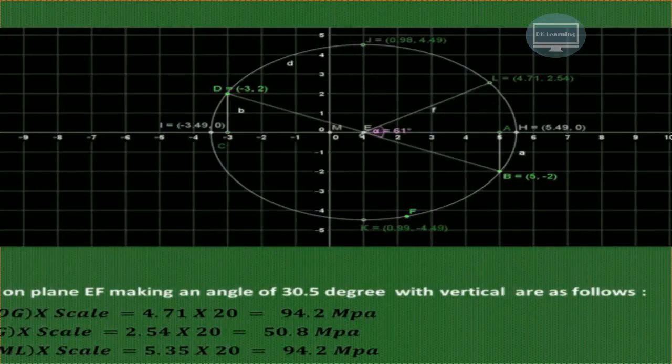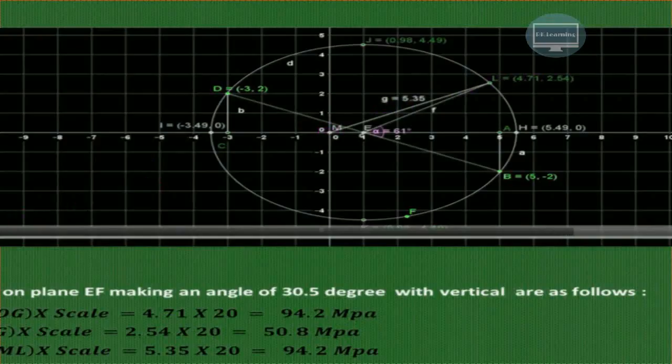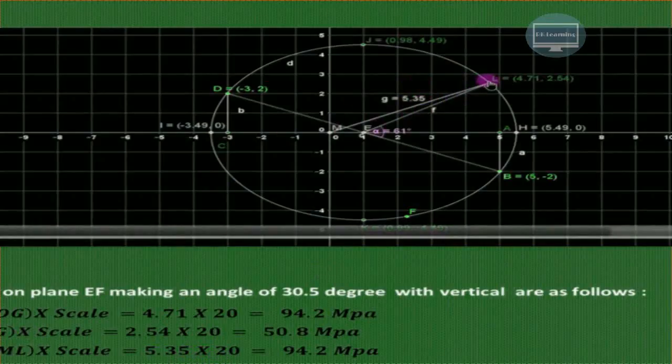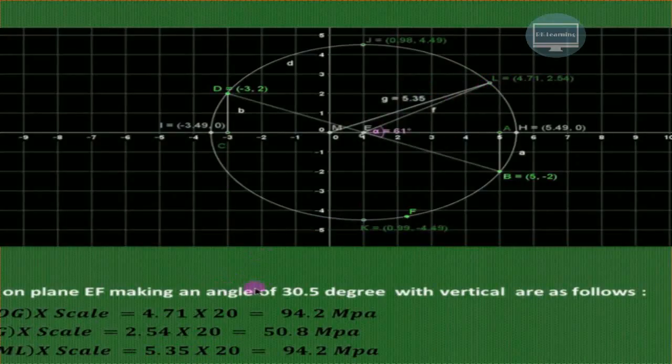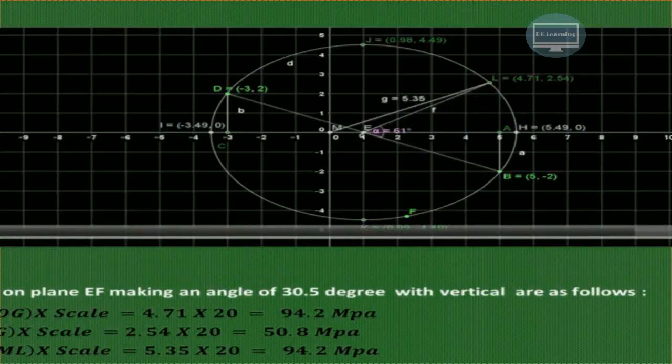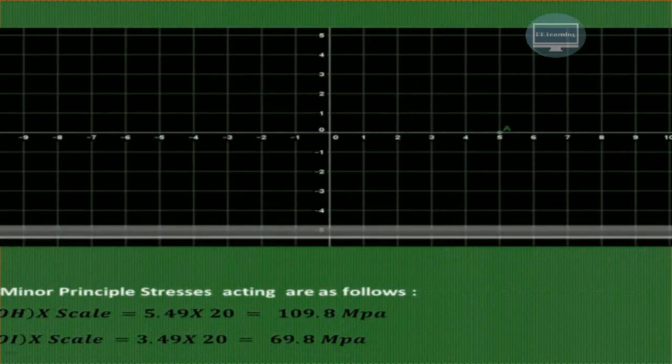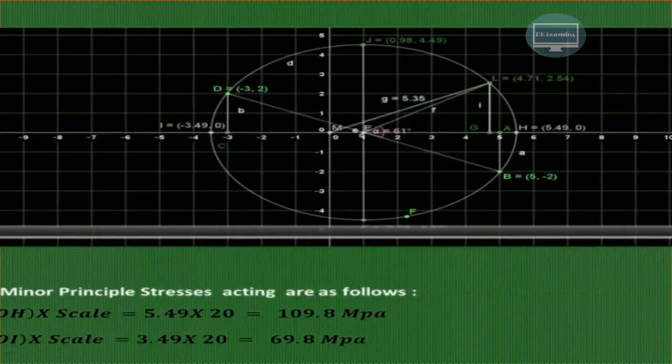Now we'll join this particular point L with the origin, that is M, and we'll measure this particular length. So length ML is 5.35. So 5.35 multiplied by 20 will give you the resultant stress acting on this particular plane. So in this way, we have calculated the normal stress, the shear stress as well as the resultant stress. So this will complete our Mohr circle.